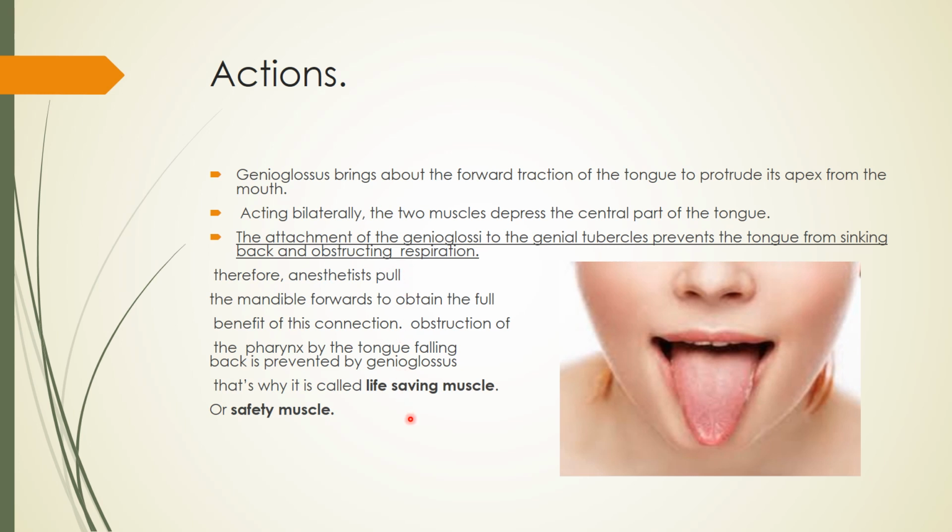That's why this muscle is called the life-saving muscle or safety muscle, because obstruction of the pharynx by the tongue falling back is prevented by genioglossus. The anesthetists during surgical procedures pull the mandible forward to obtain the full benefit of this connection. And this question is frequently asked in vivas: why is the genioglossus muscle called the safety muscle?